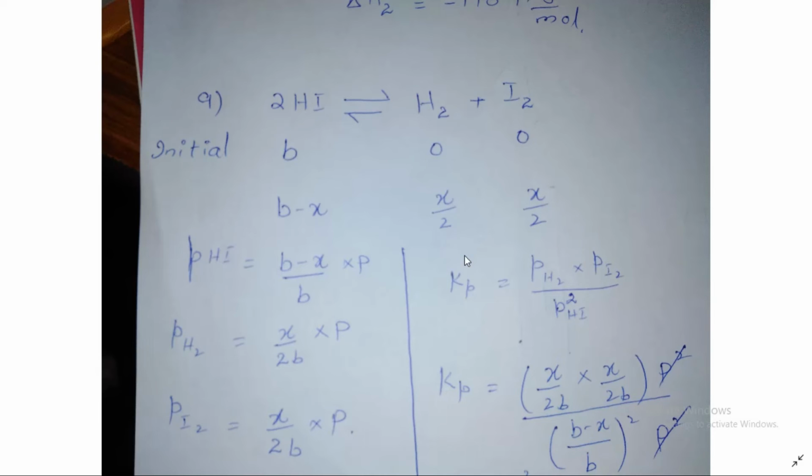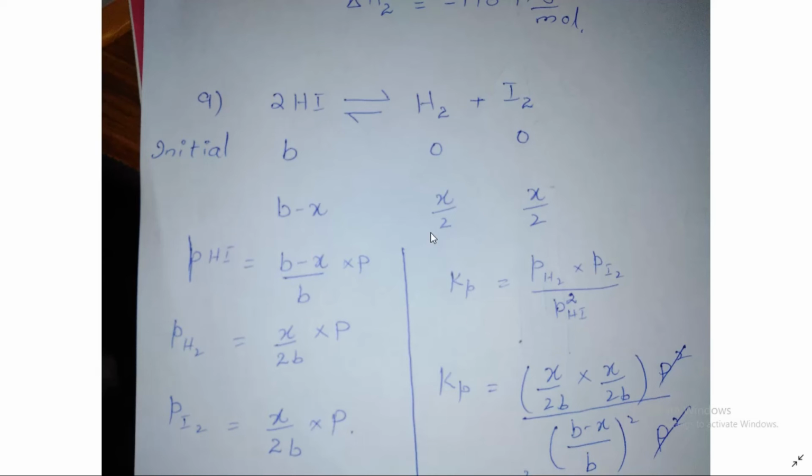Here he was asking us about Kp. So we have to find out the partial pressures of hydrogen iodide, hydrogen and iodine. For that purpose, we had to find out the total moles that were present at the equilibrium. That comes out to be B. So here we have to find out the mole fraction for hydrogen iodide. The mole fraction was B minus X over total moles at equilibrium B, multiplied by, now if you want to convert it into partial pressure of hydrogen iodide, you have to multiply by pressure P that is given by the examiner.